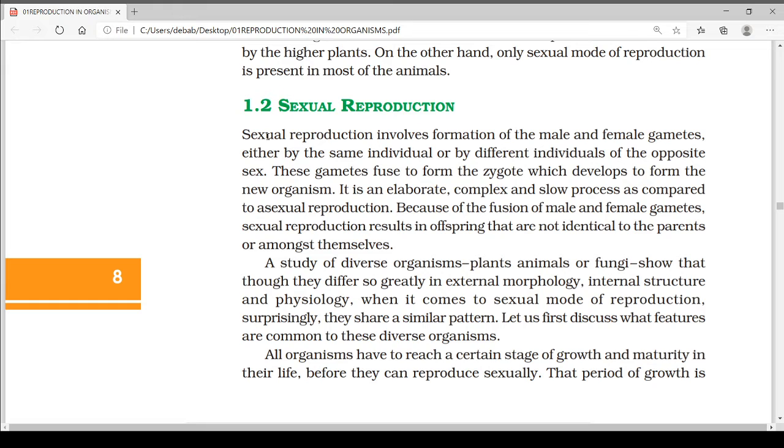Because of the fusion of male and female gametes, sexual reproduction results in offsprings that are not identical to the parents or among themselves. Nature prefers sexual reproduction because evolution occurs through it, whereas in asexual reproduction the progeny is identical to its parents, so no evolution takes place. As a result, with the changing environment, it becomes quite difficult for that species to survive, so nature generally prefers sexual reproduction.